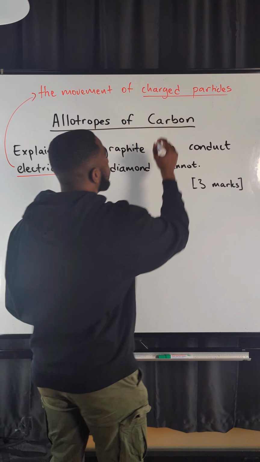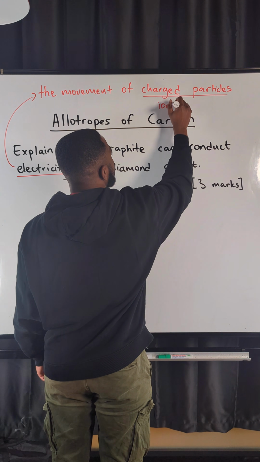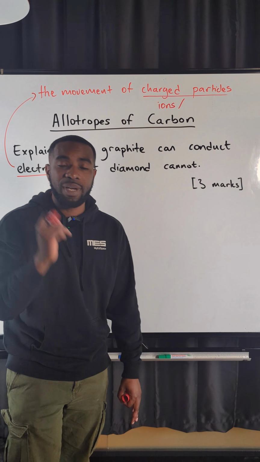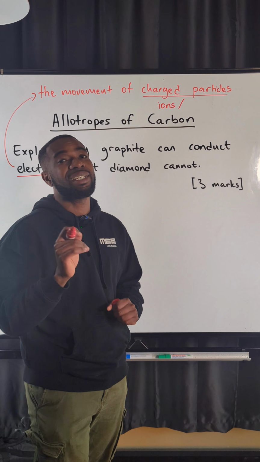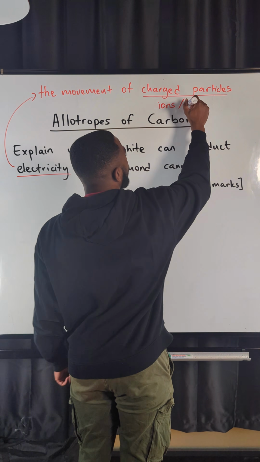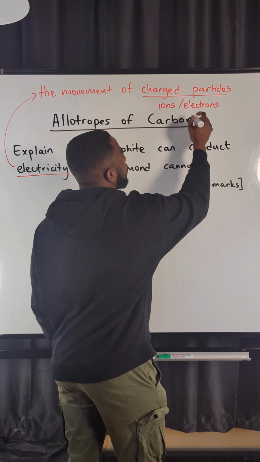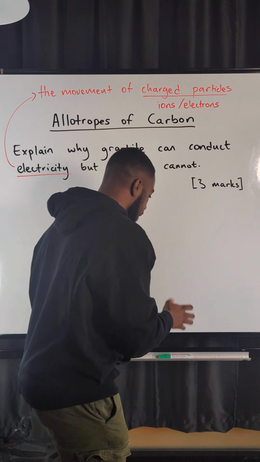In ionic bonding, you will talk about ions, but we're not looking at ionic bonding. In this case, we're looking at covalent bonding and giant covalent structures. And in graphite, it's all to do with electrons or delocalized electrons. So in this case, we'll be focusing on the delocalized electrons.